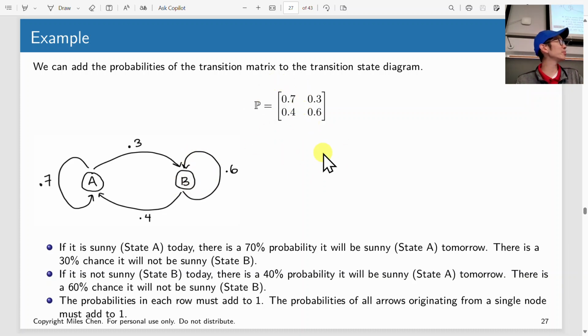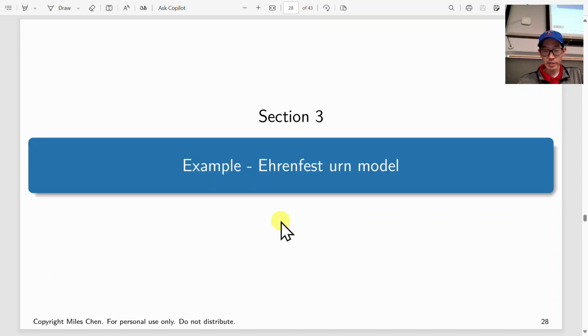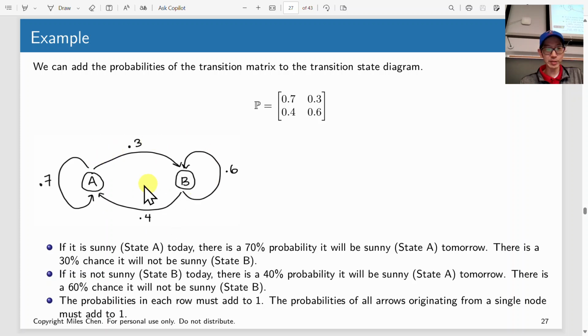So for transition probability matrices, there's no requirement at all for them to be symmetric or anything like that, okay? It's not like a correlation matrix or something like that. There's no property of being symmetric. Everything just has to be non-negative. Rows have to add up to one. Okay, so I think this is all listed out here. So that would be an example of a two-state model here, all right? With a transition state diagram, and then the corresponding matrix.